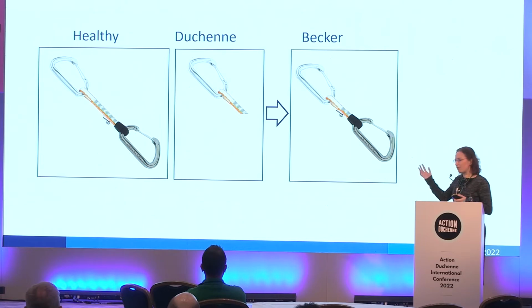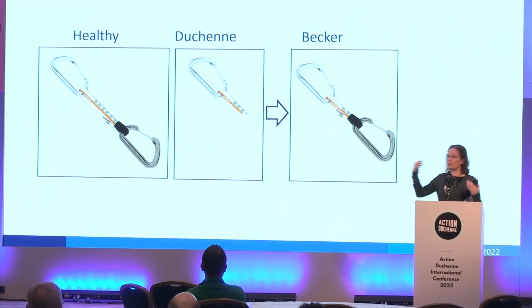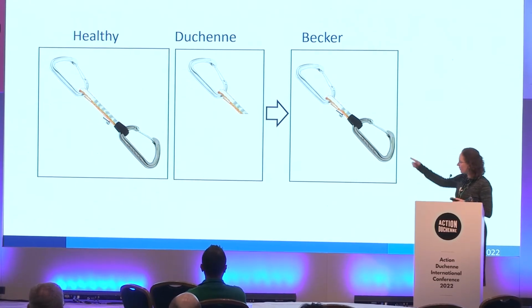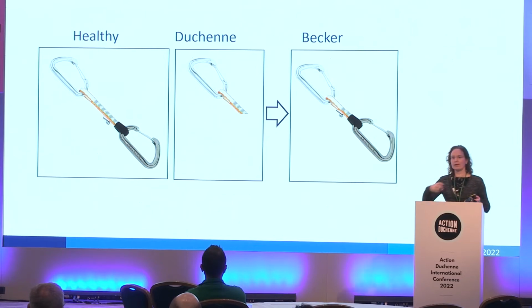And you don't need dystrophin to have muscle. You don't need dystrophin to use your muscle. You need dystrophin to prevent damage. And Duchenne patients, they don't have a functional dystrophin, and you can see here compared to the carabiner. So if your connection is like this, you're not connected to the rope. Of course, if you fall, there will be problems.